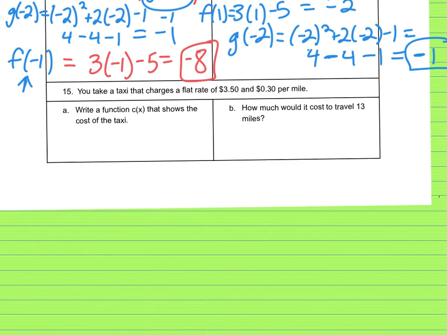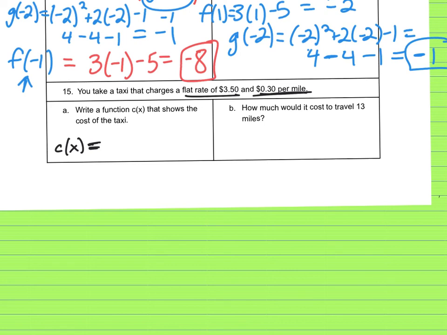You take a taxi that charges a flat rate of $3.50 and 30 cents per mile. Write a function that shows the cost of the taxi. Okay, so this is a pretty good example of how we could use something like this in real life. So to write a function of this, it's just going to be c of x equals... Then I got to think about what my function is going to look like. So my information that I know, flat rate of $3.50, 30 cents per mile. So I know I'm going to have a variable, right? Because I don't know how many miles I'm traveling.